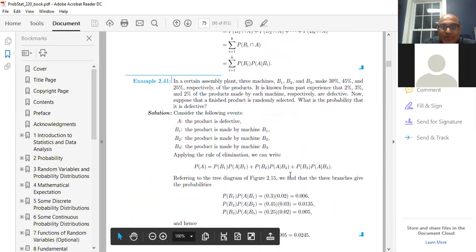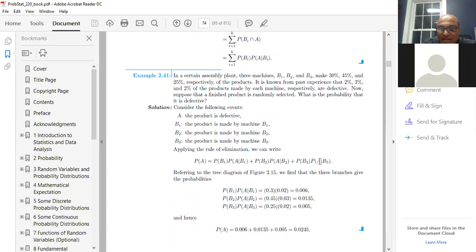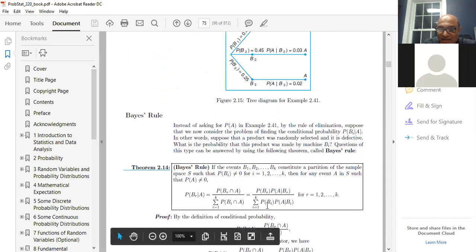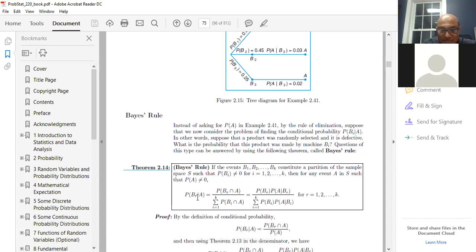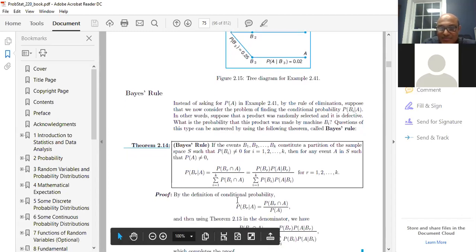Whatever total probability I just found in the previous case, that is the denominator. I wrote it in the summation sign, the summation of P(Bi)P(A given Bi). And suppose I'm looking for machine B1, so instead of i, I will be writing 1: P(B1 given A) is P(B1) times P(A given B1), divided by the total. Similarly, B2 given A, probability of B2, A given B2, like this. Are you getting me? So it is something like this.